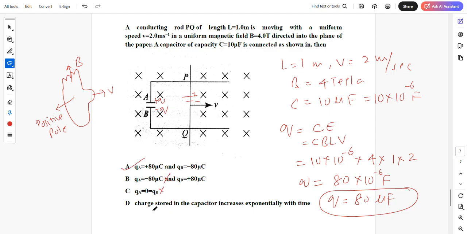This is wrong. Charge stored in the capacitor increases exponentially? No. Here, since C is constant, B is constant, L is constant, and V is also constant, uniform field, charge cannot increase exponentially with time. Hope you understood this.